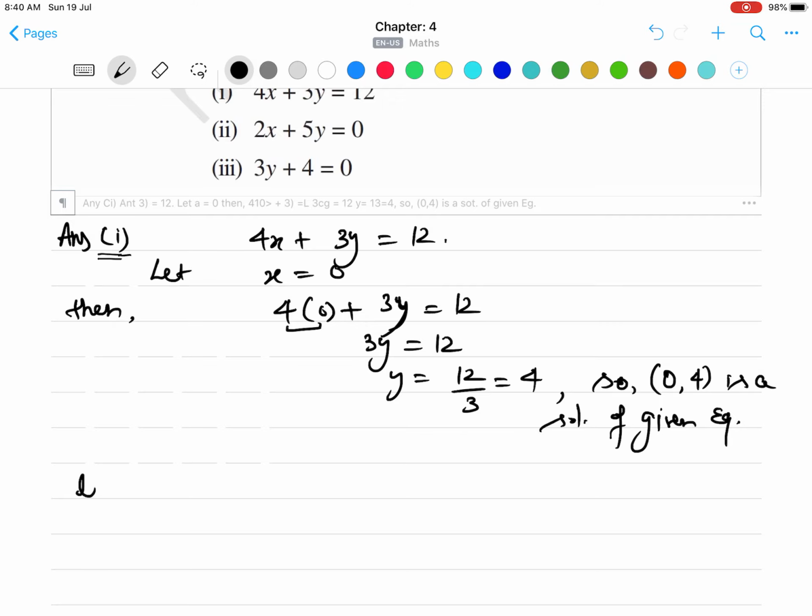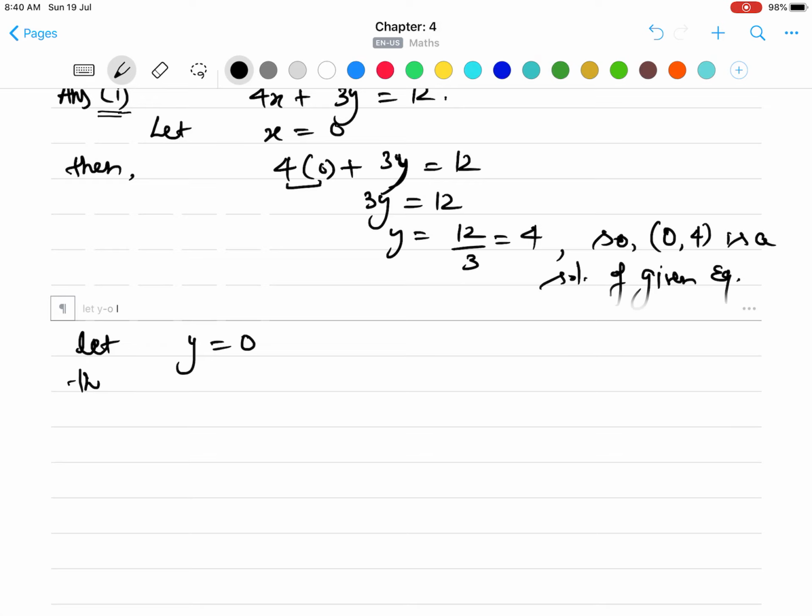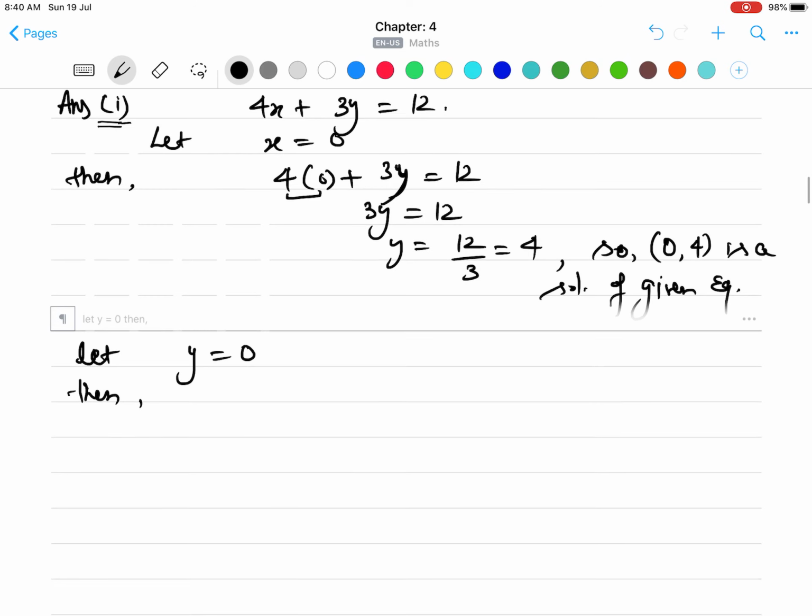Let's write, this time we'll take y equal to 0. Let y equal to 0, then our equation will become, in place of y we'll write a 0 here. Now we have 4x plus 3 into, in place of y we'll put the 0, equals 12. So this 3 into 0 will be 0, and that will be eliminated, so we'll remain with 4x equals 12, or x will be equal to 12 by 4 equals 3.